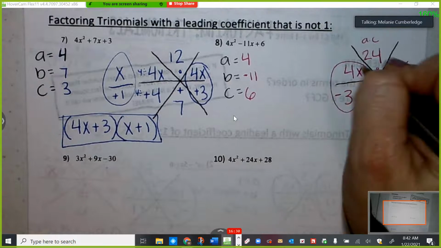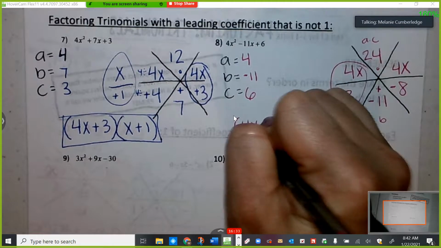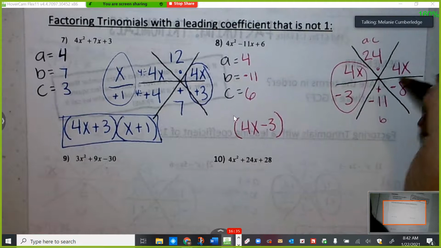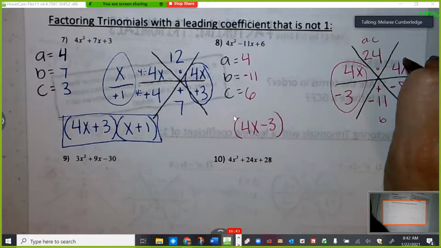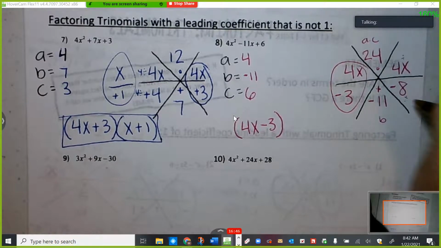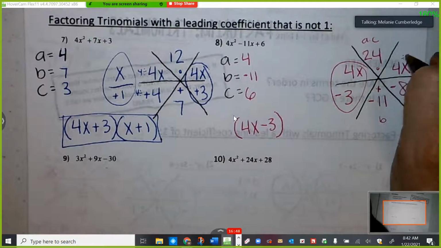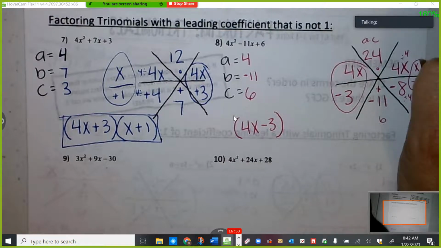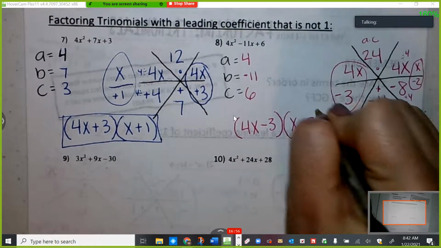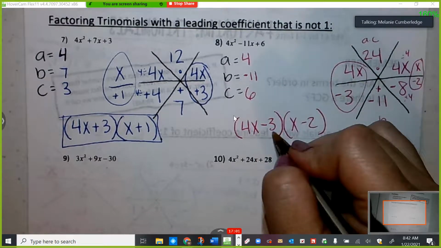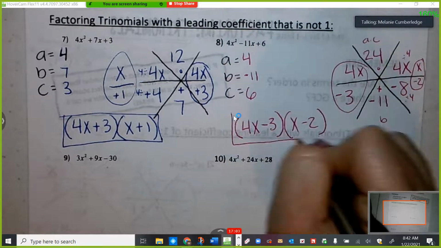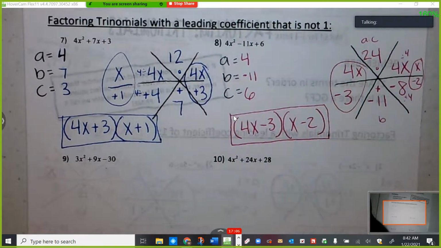Now, 4x over 3 does not simplify. But here, 4x over negative 8 does. So what can you divide both of those numbers by? Well, 4 goes into both of them. And this ends up giving me x over negative 2. So then with our quick check, 4x times x is 4x squared. Negative 3 times negative 2 is positive 6. There's your answer.